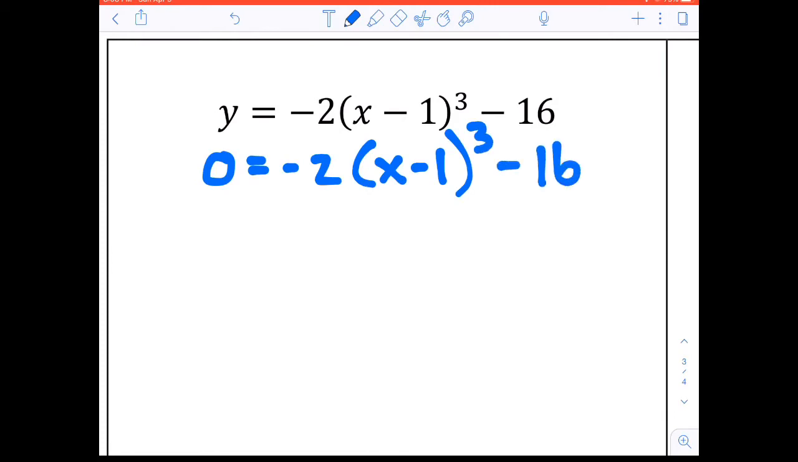So when I isolate, I'm going to bring 16 over to the left side. It's going to be positive 16. I'm going to divide it by negative 2.